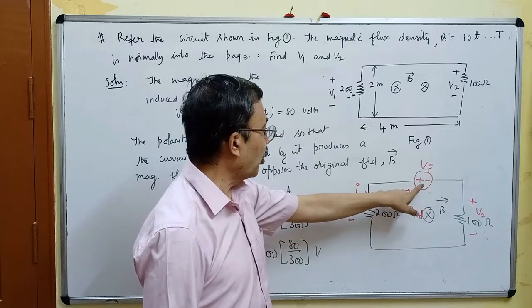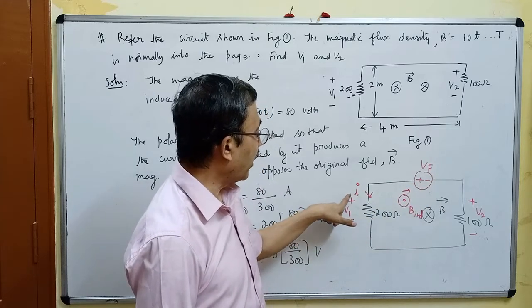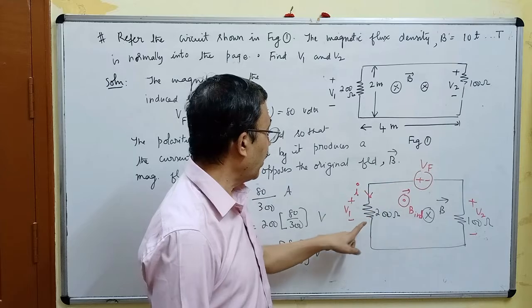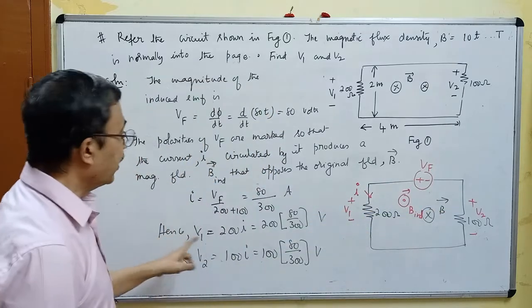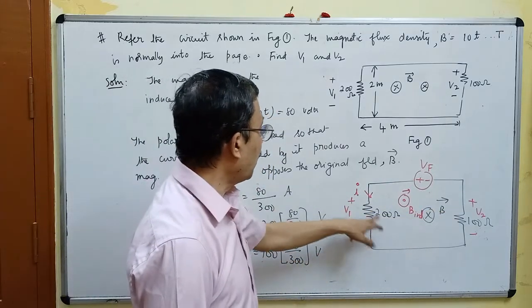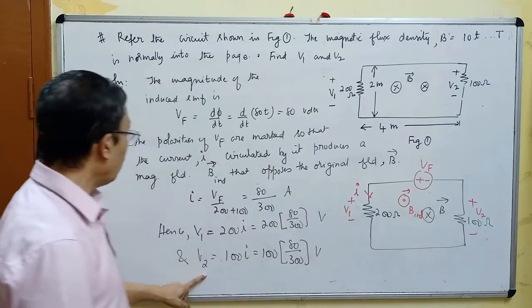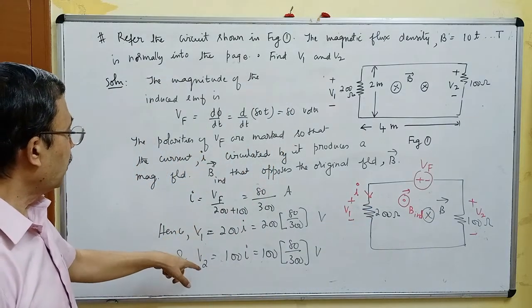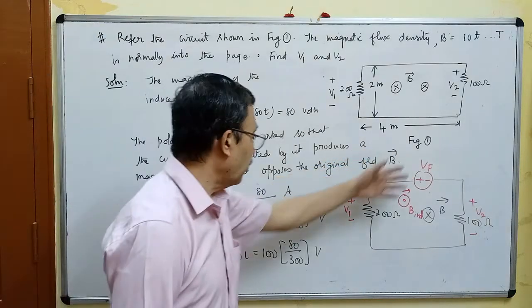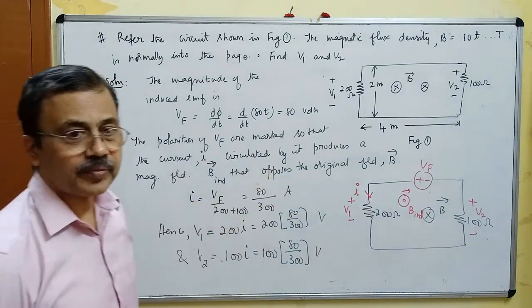Once you know Vf polarities, you find I. I is equal to what? Vf divided by 200 plus 100. Then V1 is equal to 200 into I, by Ohm's law. V2 is equal to 100 into I. If you add V1 and V2, you must get Vf. That verifies the result. Thank you.